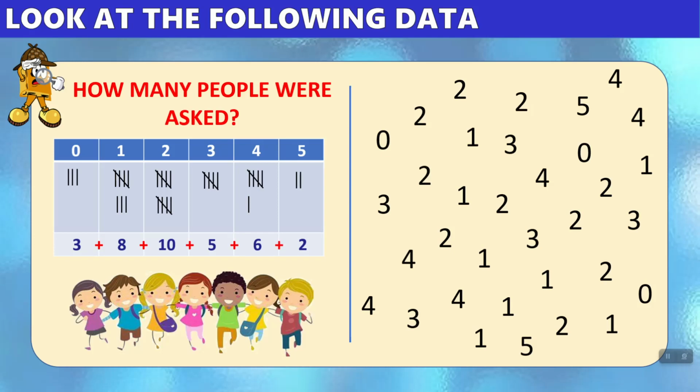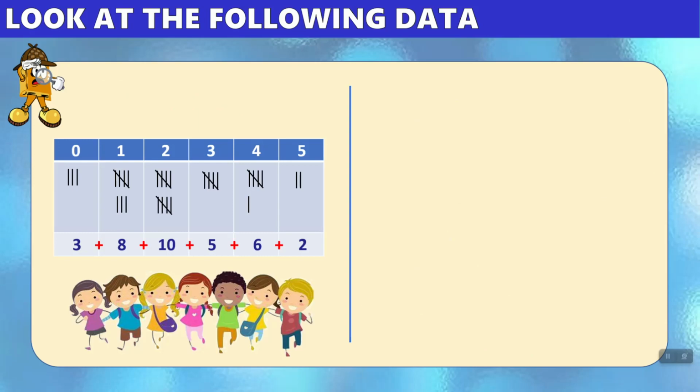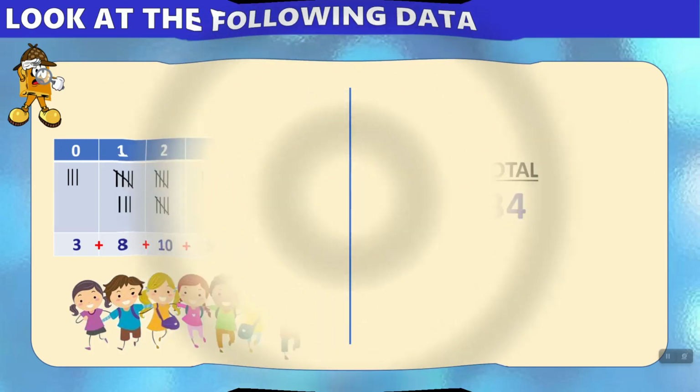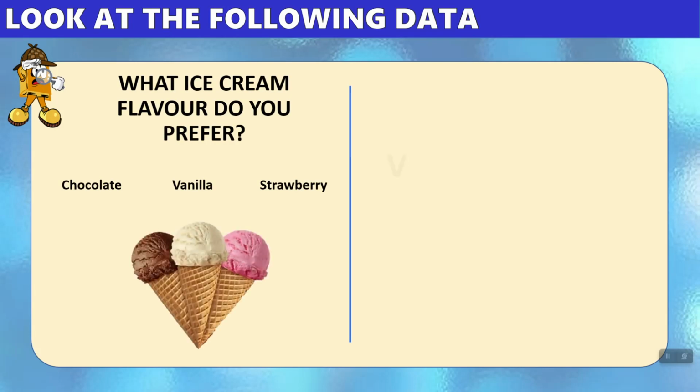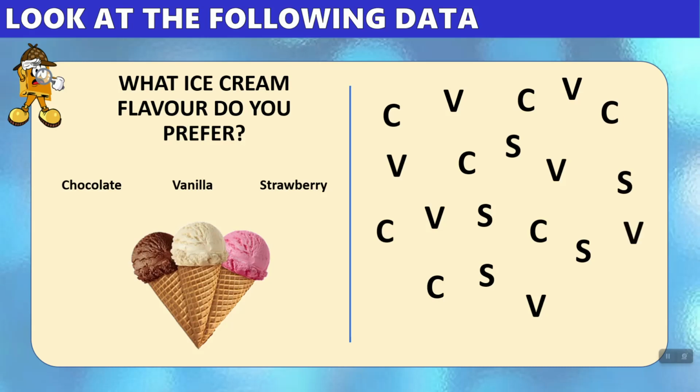So when we add 3 plus 8 plus 10 plus 5 plus 6 plus 2, we get a total of 34. And so there were 34 people in the survey. What if we use the survey, what ice cream flavor do you prefer from chocolate, vanilla, and strawberry? Well, here's the data that we collected, and again, they're all random and mixed up. They're in no particular order.